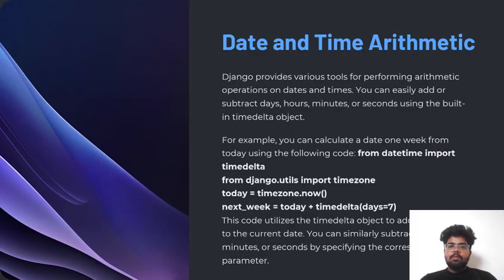Date and time arithmetic. Django provides various tools for performing arithmetic operations on dates and times. You can easily add or subtract days, hours, minutes, or seconds using the built-in timedelta object. For example, you can calculate a date one week from today using the following code: from datetime import timedelta. The code uses the timedelta object to add to the current date. You can similarly subtract minutes or seconds by specifying the corresponding parameters.